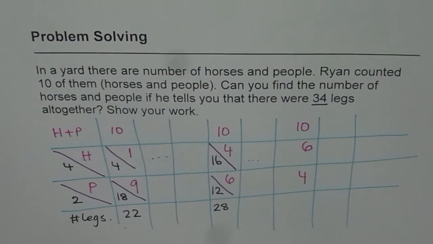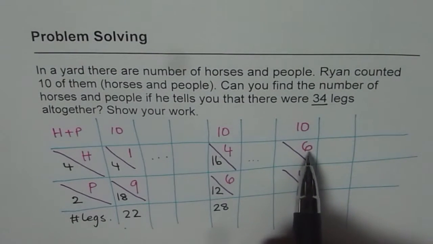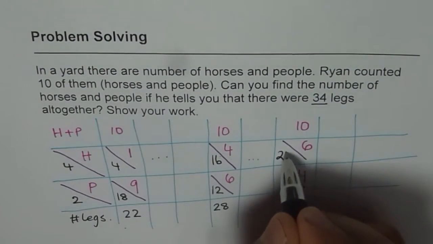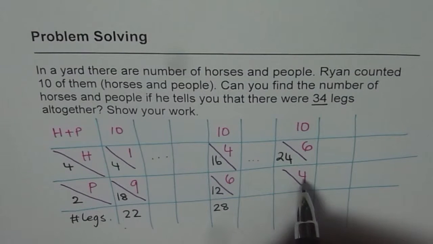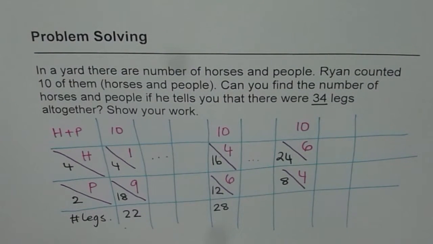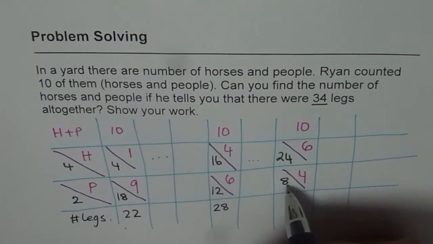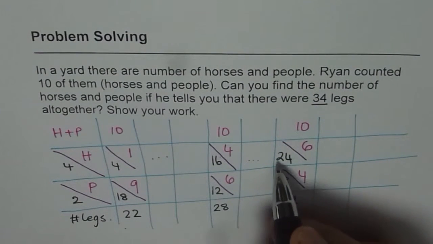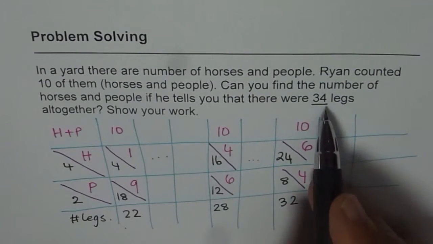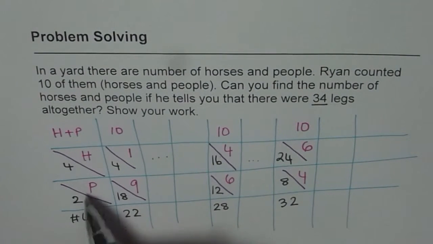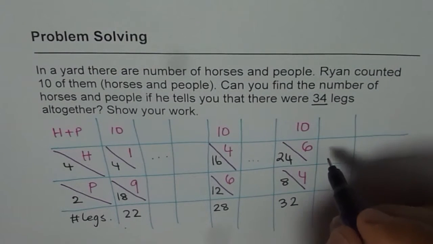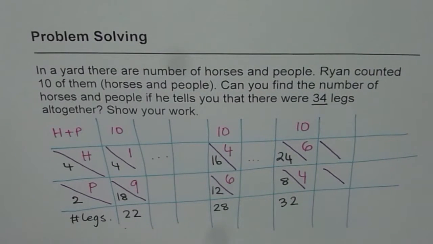In this case, what do I get? Let me count the number of legs. 6 horses means 6 times 4, which is 24. So 24 legs for the horses, and 4 persons means 4 times 2 is 8. So 8 legs for people. If I add 24 and 8, I get 32, that's very close. A difference of 2 legs, right? And that is a difference of 2 legs between horses and people. That means I need just one more horse than 6, and that should work.